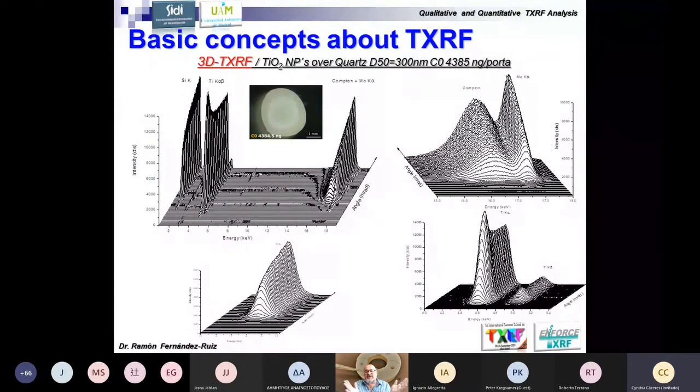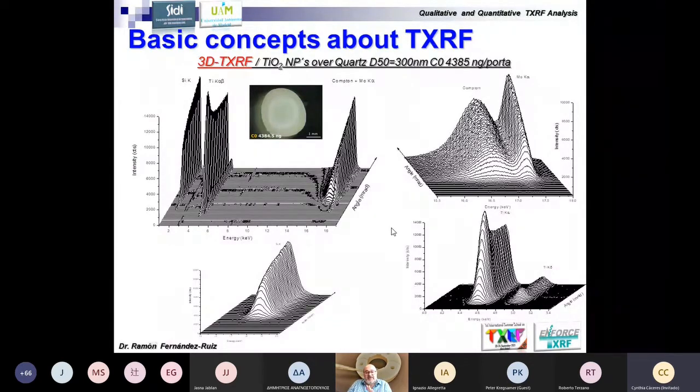This is another vision of TXRF. TXRF is the convolution of very many aspects. You know that the critical angle, the angle of incidence, is very, very important. Yes, it's very important. Here you can see very, very well.